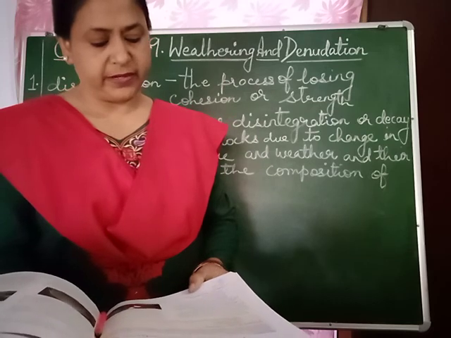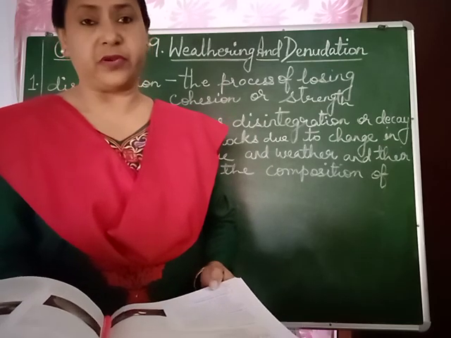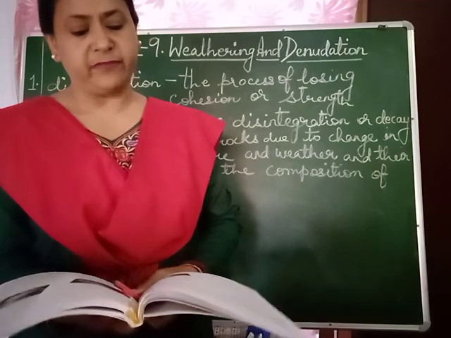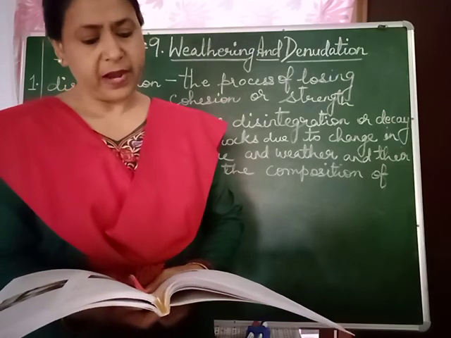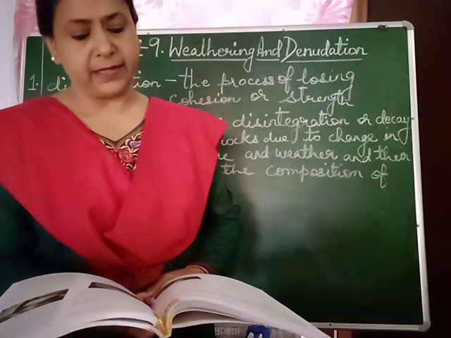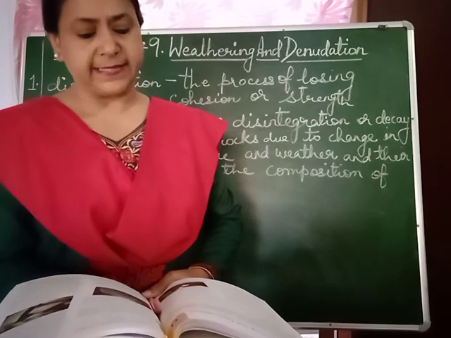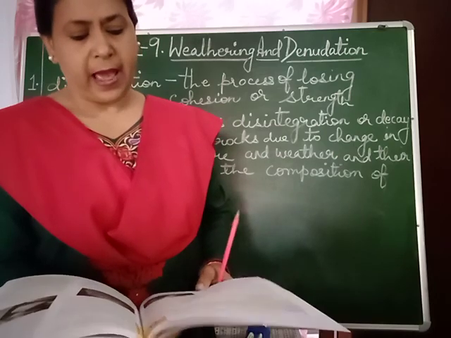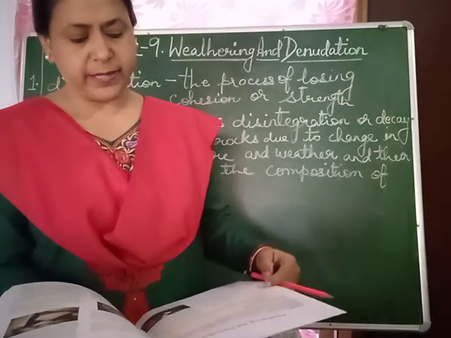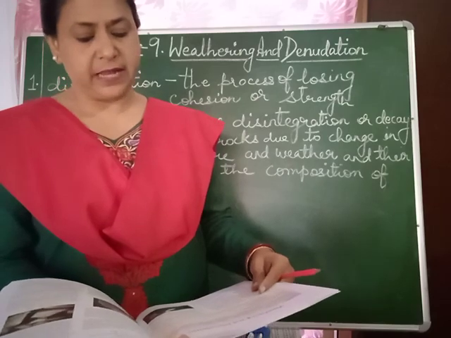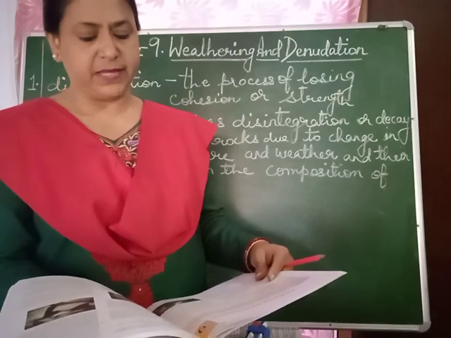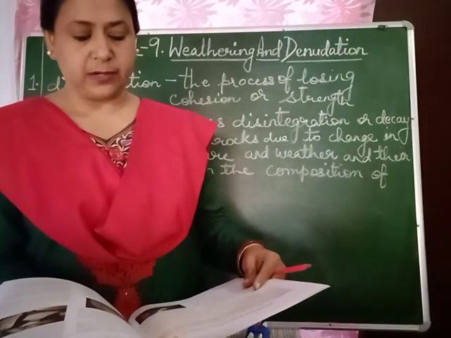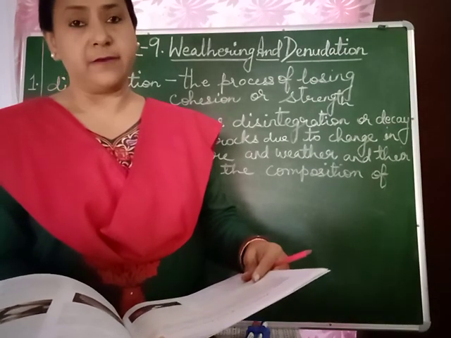Types of weathering. The work of weathering in breaking up rock is of three types. We are going to study the three types of weathering. Physical or mechanical weathering is brought about by several agents such as frost, heat and cold, wind and biotic factors. So physical and mechanical weathering take place by these agents: frost, heat and cold, winds and biotic factors.